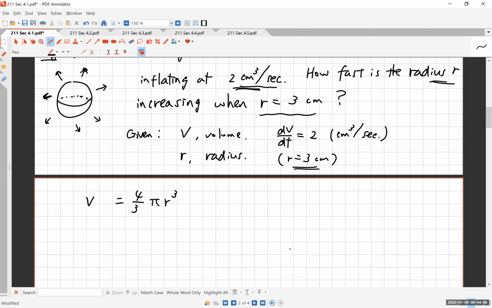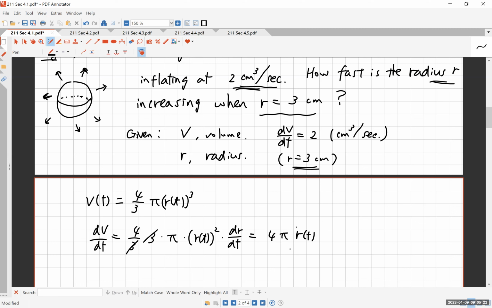Now let's again try to emphasize that V is changing with respect to time. r is also changing with respect to time. So this is what you get. All right, dV/dt, now we are differentiating this. It's 4/3 times 3. Pi is just pi. And then r, the new power is, of course, squared because it's 3 minus 1. And what do you have at the end? By implicit differentiation or chain rule, you have dr/dt. Of course, these will cancel. This simply becomes 4 pi r squared dr/dt.